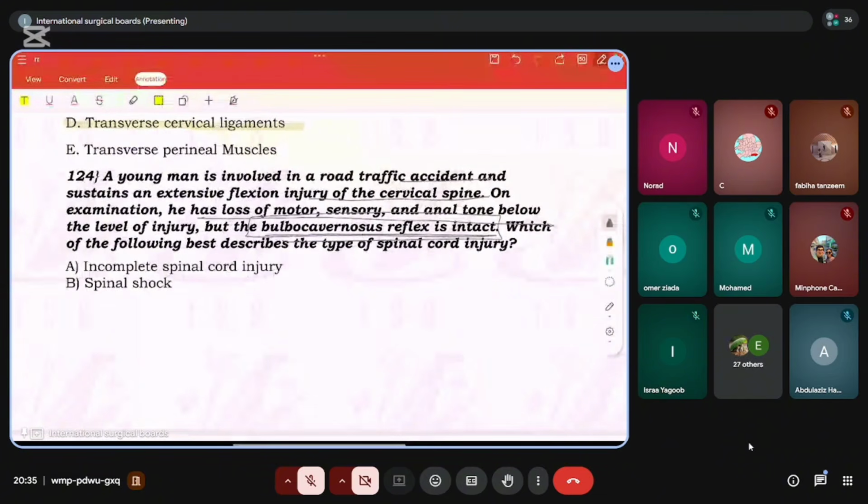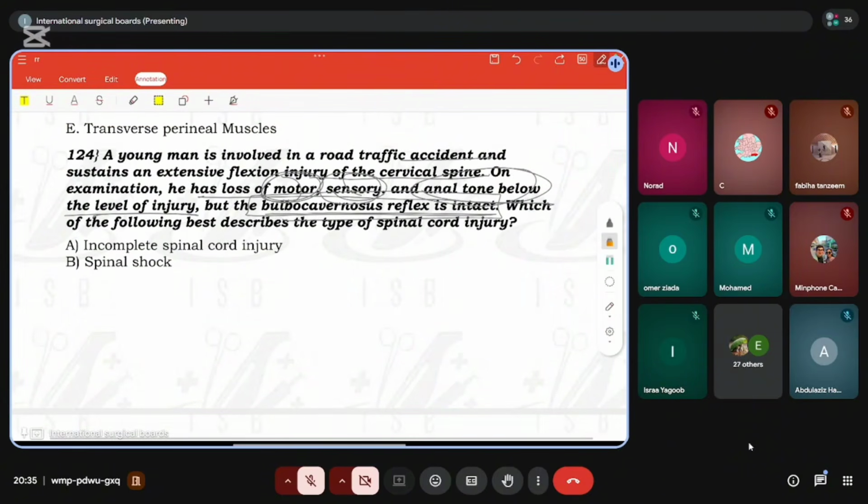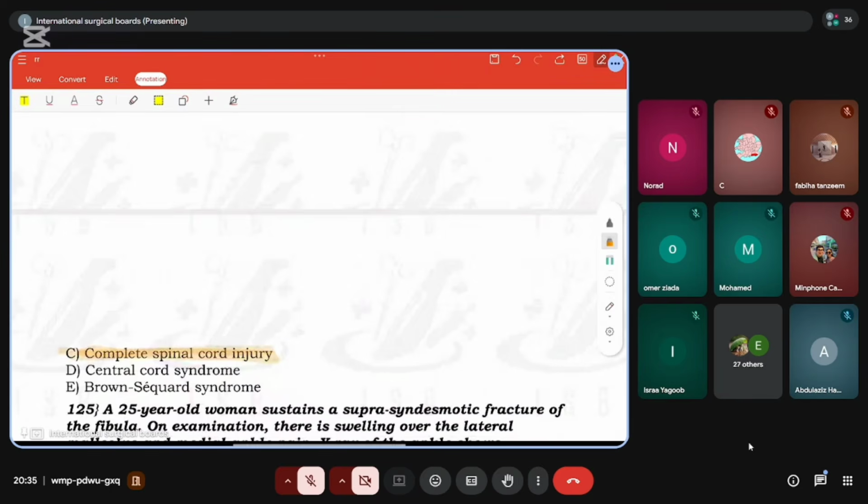They just told us he lost motor, sensory, and anal tone below the level of injury. All functions have been lost, and the bulbocavernosus reflex is there. So it means the injury was complete, right? No sacral sparing, injury complete, as I agreed with you. Okay, let's see the next one.